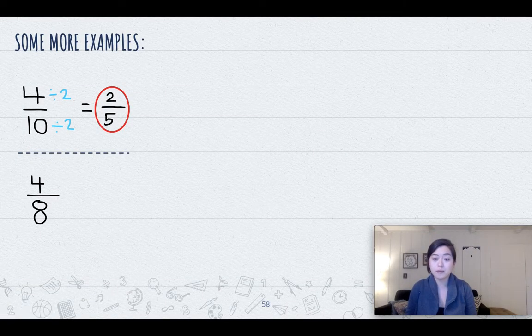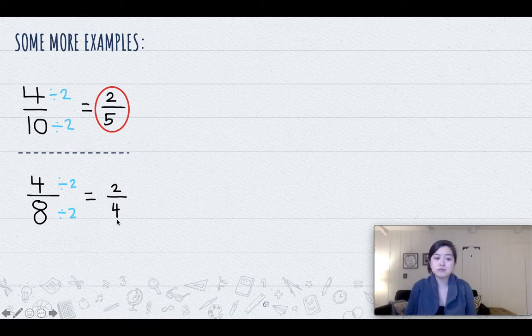Here's another example. Look at 4/8. What number that is the same can I use to divide the numerator and denominator by? Immediately, I'm thinking of one number, and it's 2. So I'm going to divide the numerator by 2 and the denominator by 2. What is 4 divided by 2? What is 8 divided by 2? Well, I get the equivalent fraction of 2/4.